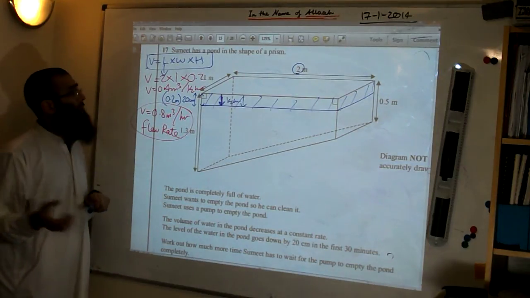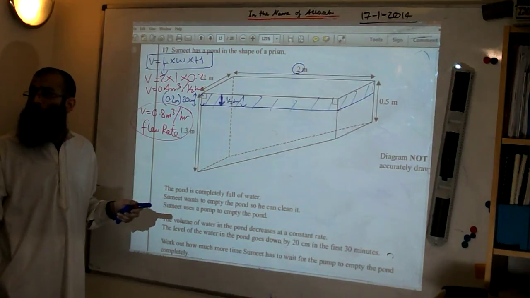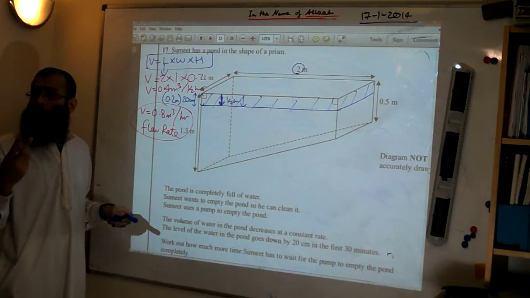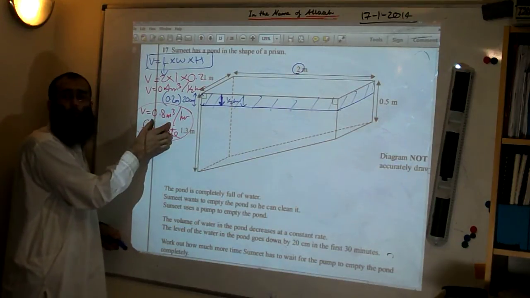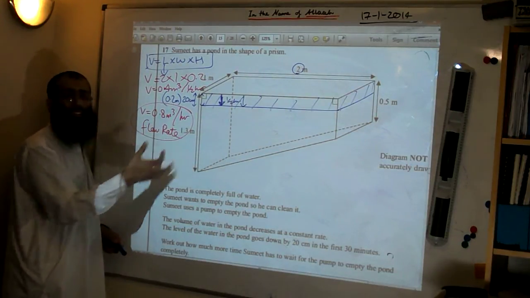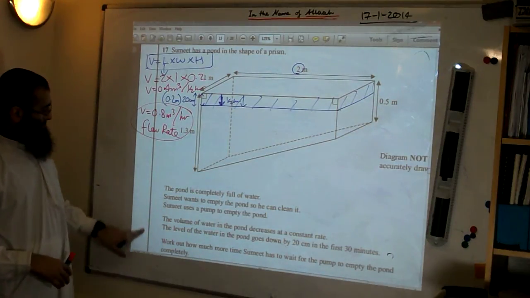If we are losing, Rutaba, 0.4 meters cubed per every half an hour, how much are we losing per hour? What do we just do with that number? We double the number to work out the hourly rate at the same rate. So in 1 hour we will lose 0.8 meters cubed. That's our flow rate, constant.